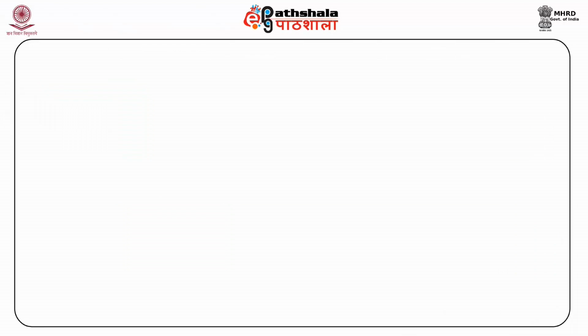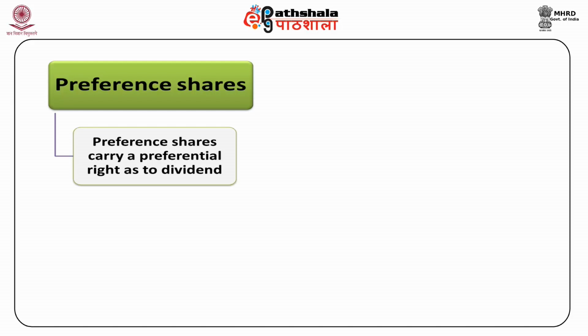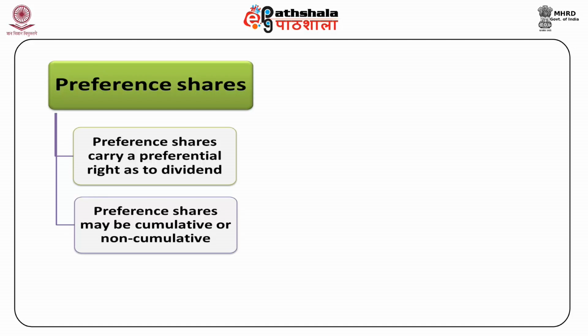Entitlement of dividend to the preference shareholders. A. Preference shares carry a preferential right as to dividend in accordance with the terms of the issue and the articles, and hence preference shareholders are paid dividend before the dividend is paid to the equity shareholders of the company.